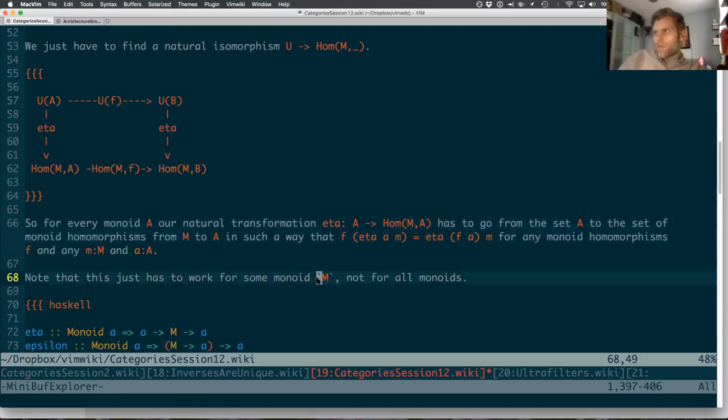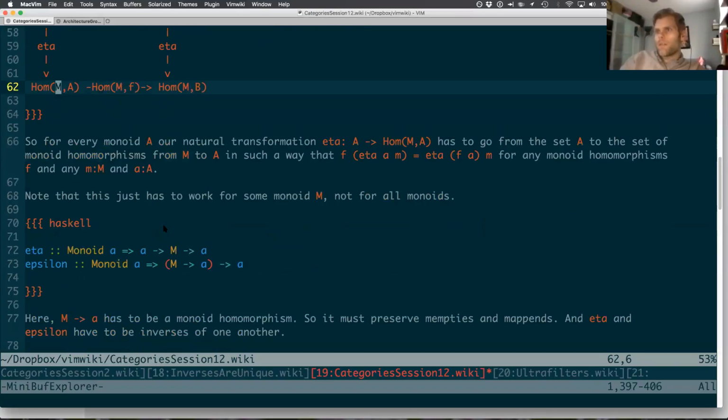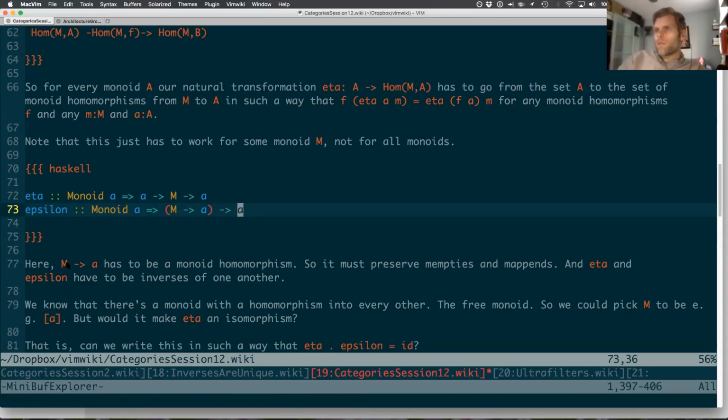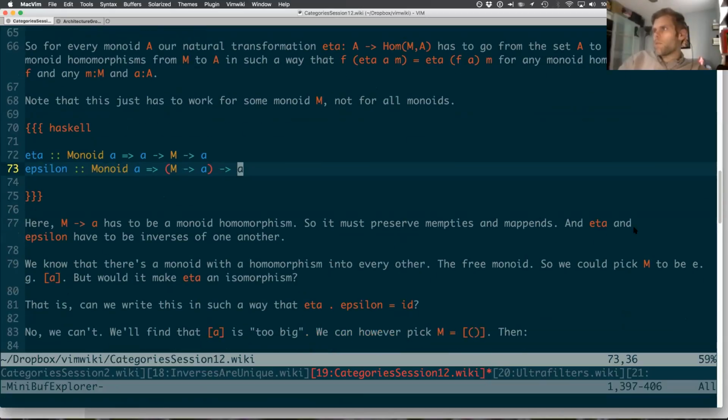So this has to work just for some monoid M. It doesn't have to work for all monoids. So our task is really to find the monoid M that makes this work. So we need these two things. We need eta, which goes from A to these monoid homomorphisms from M to A. And we need epsilon, which is the inverse of eta, which goes from these monoid homomorphisms from M to A into the monoid A. Right, so M to A has to be a monoid homomorphism and it must preserve empties and appends. Eta and epsilon have to be inverses of one another.